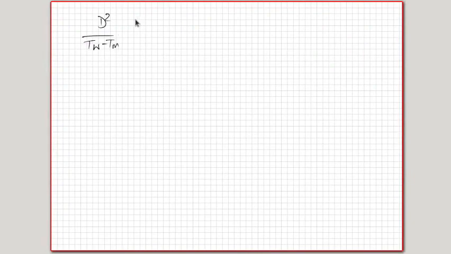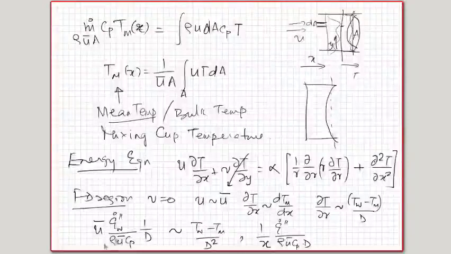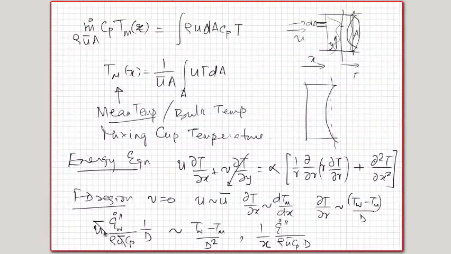So d squared divided by T wall minus Tm multiplied by Q dot double prime wall divided by this term, the U gets cancelled out between here and here.